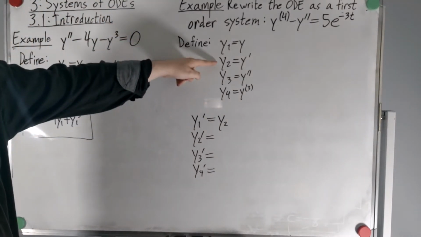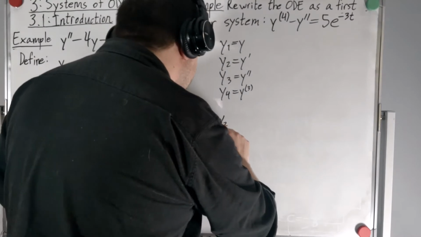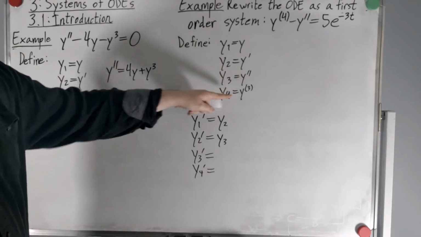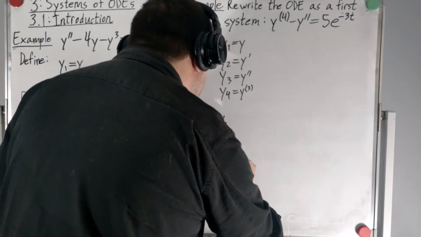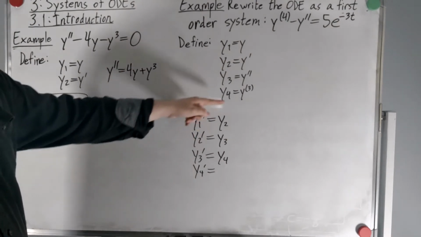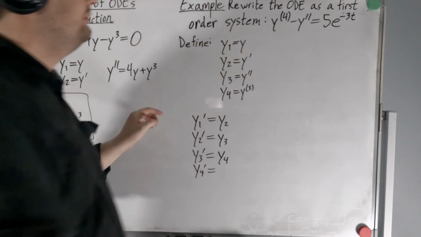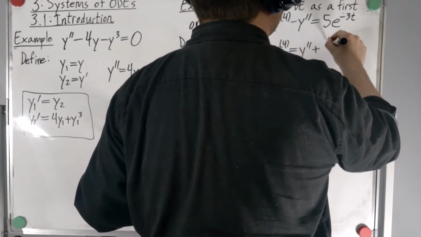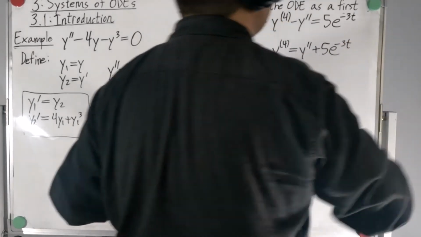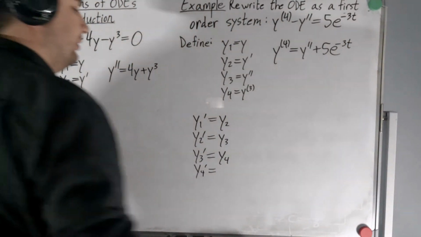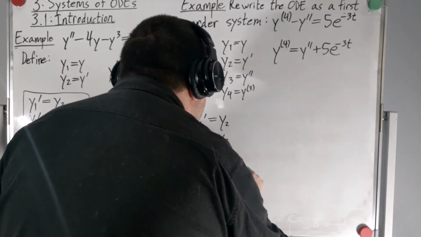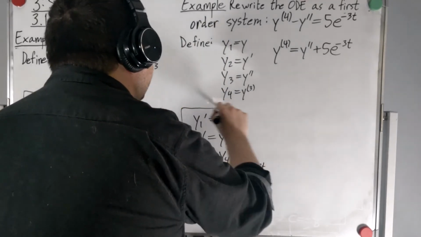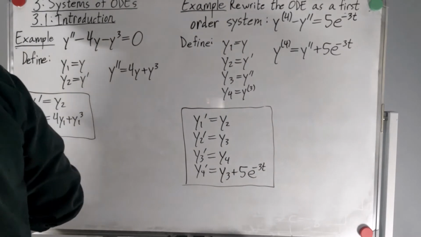y2 prime is y prime prime, which is y3. y3 prime is y third derivative, which is y4. And then y4 prime, well, that'd be the fourth derivative of y, which according to this first equation, the fourth derivative of y is y prime prime plus 5e to the negative 3t. Therefore, what we get here is y3 plus 5e to the negative 3t. And there you have a first order linear non-homogeneous system.